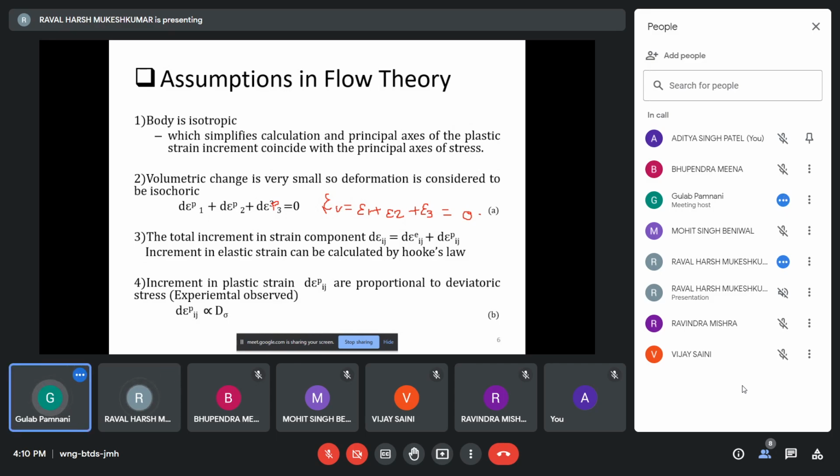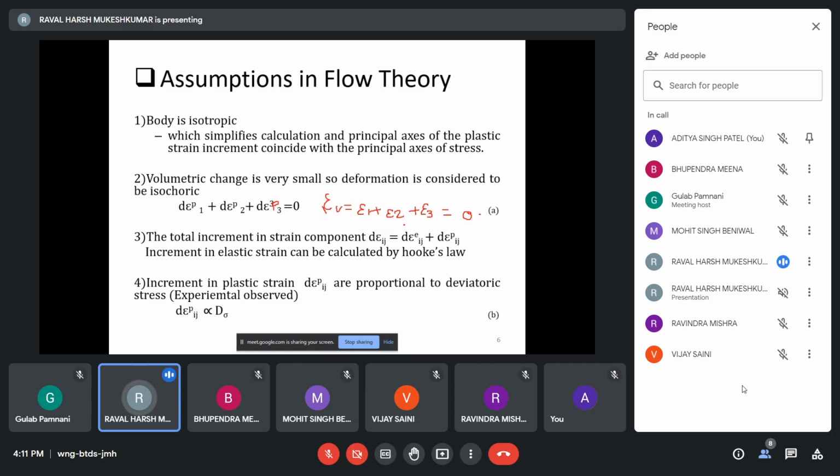Now, so basically here you are talking about the volumetric change due to plastic deformation, right? Yes sir. Fine. And in assumption number 3, we are assuming that the total increment in strain component, which is shown by epsilon ij in index notation, is equal to change in elastic strain plus change in plastic strain.